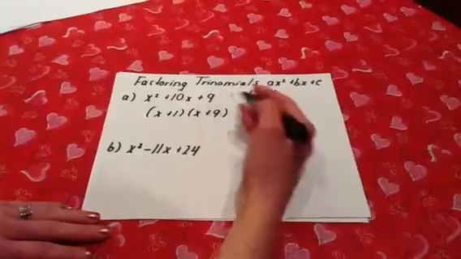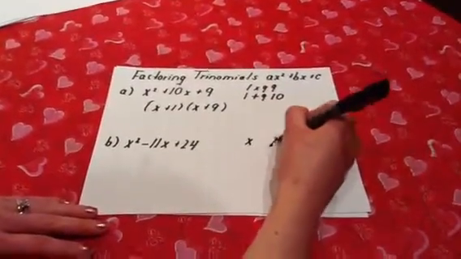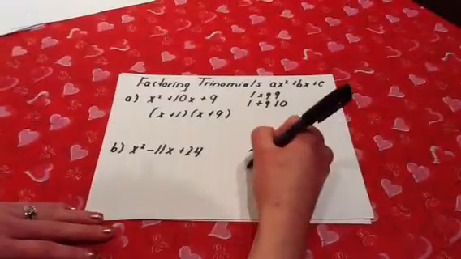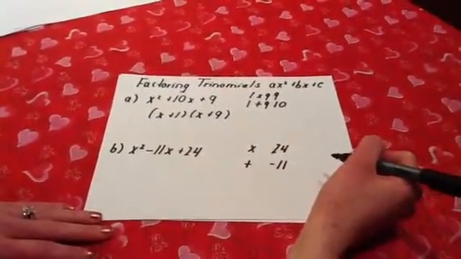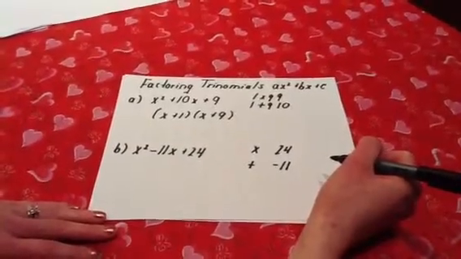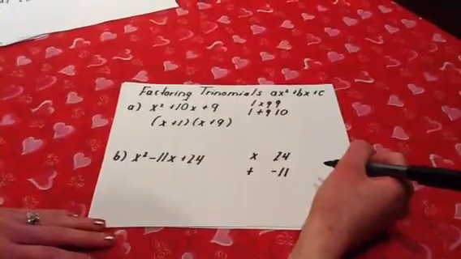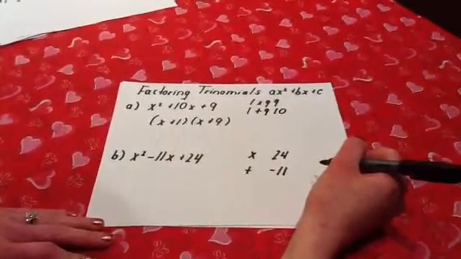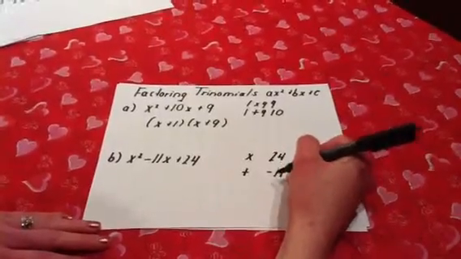Okay, let's try a second one. In this one here, we need 2 numbers that multiply to give me 24 and add to give me negative 11 this time, which is my middle term. So we'll go through the list. 1 times 24, that won't work. 2 times 12, that won't work. 3 times 8 would work because if I multiply it, it'll give me 24, but I need a negative 11.